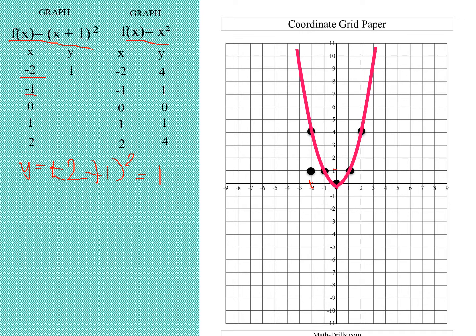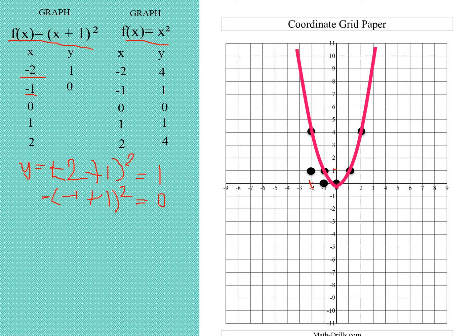Next, we have negative 1. So, y is equal to negative 1 plus positive 1 squared. So, negative 1 plus 1 will become 0. Then, 0 squared will just be 0. So, our y is 0. Then, our plot is there.